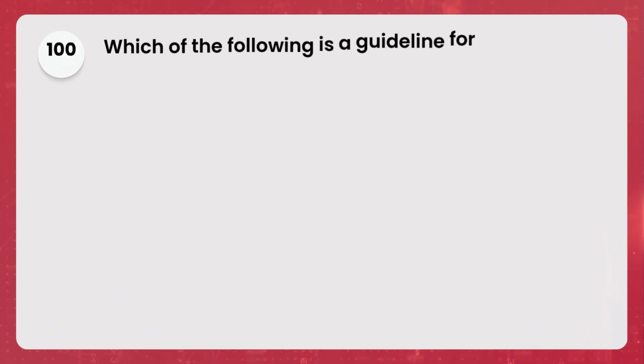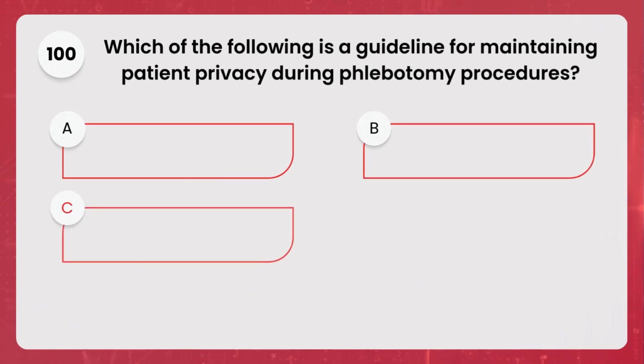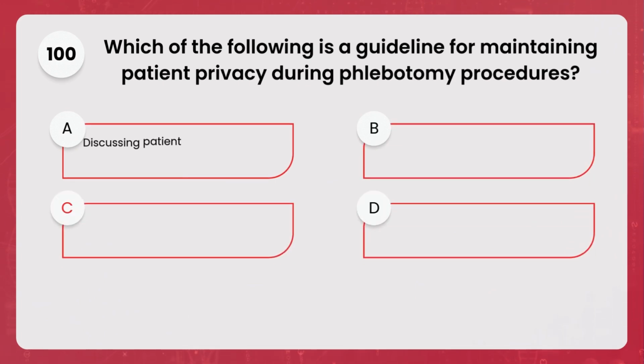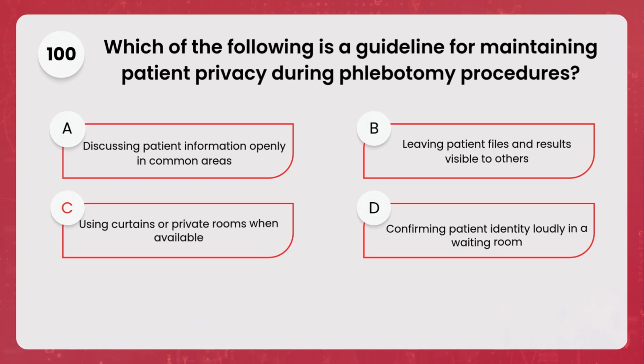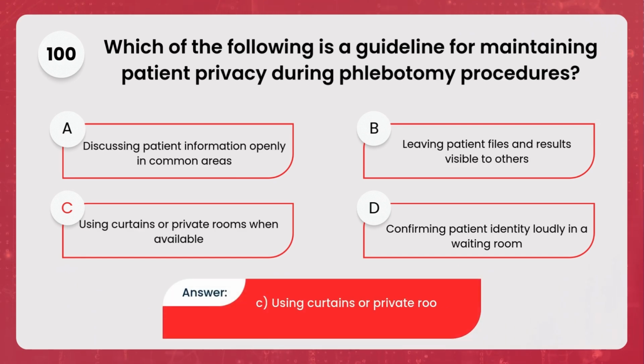Number 100. Which of the following is a guideline for maintaining patient privacy during phlebotomy procedures? A. Discussing patient information openly in the common areas. B. Leaving the patient files and results visible to others. C. Using curtains or private rooms when available. And D. Confirming patient identity loudly in a waiting room. The answer is C. Using curtains or private rooms when available.